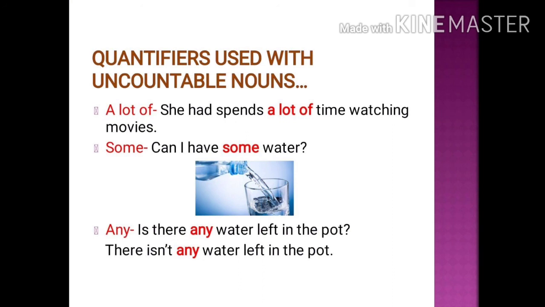The third example, is there any water left in the pot? There isn't any water left in the pot. See the sentences, children. The first sentence, is there any water left in the pot, is a question. So, any can be used in a question. Again, water is an uncountable noun. See the next sentence, there isn't any water left in the pot. Isn't is a negative verb, right? The sentence is negative. In a negative sentence also, you can use the quantifier any. Again here, the quantifier any is used in front of the uncountable noun water.